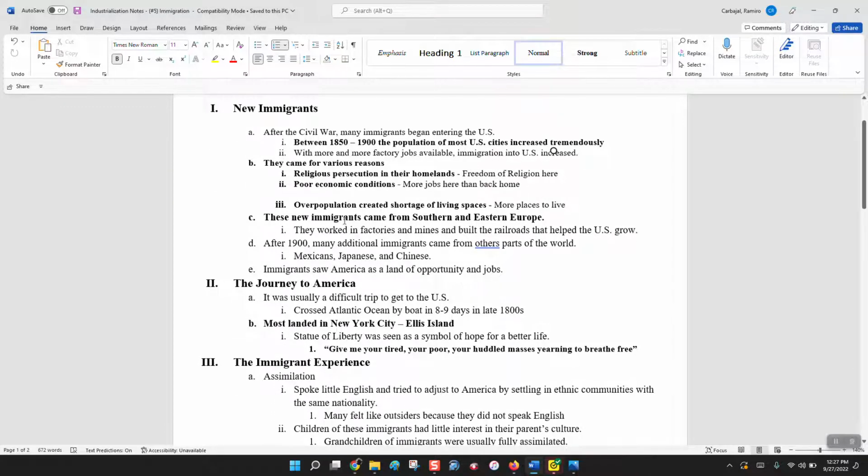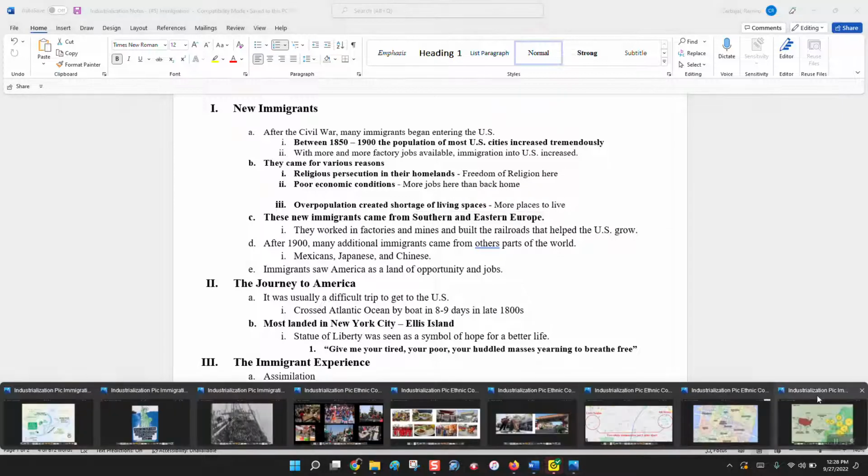Now, these new immigrants that we're talking about in the 1800s, they didn't come from the traditional places you might think of when it comes to immigration. They didn't come from Mexico or Latin America or Asia. They actually came from Southern and Eastern Europe. So these are going to be the immigrants of the late 1800s, and they came from these countries here.